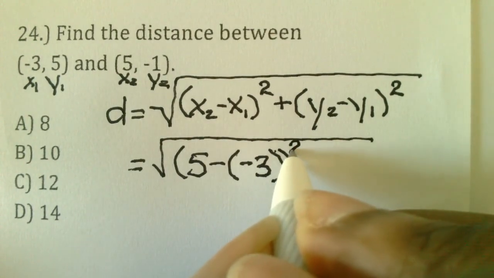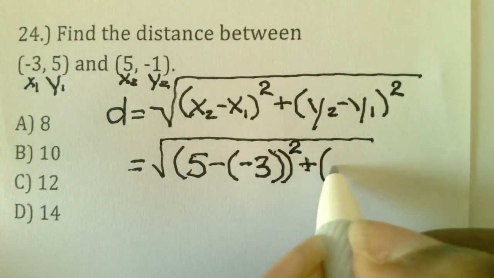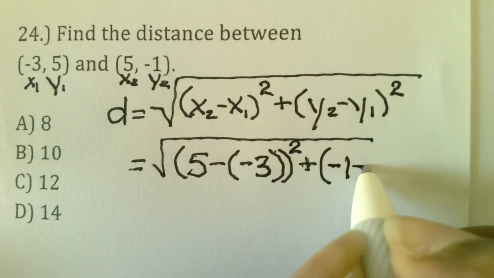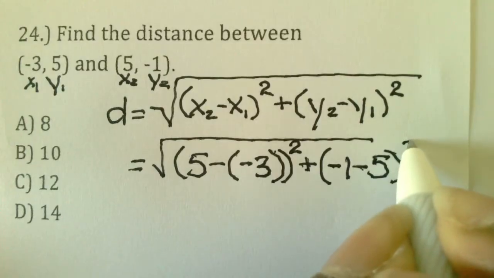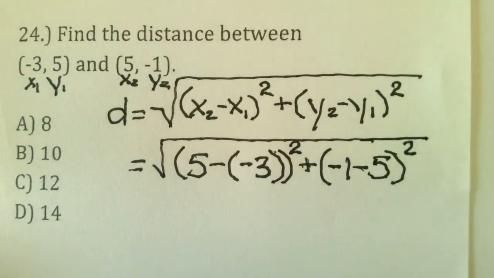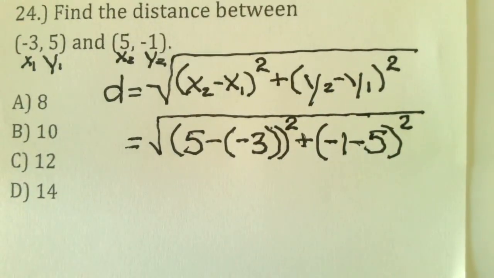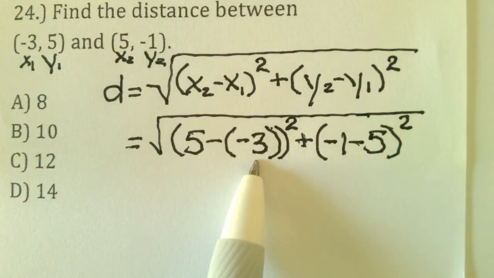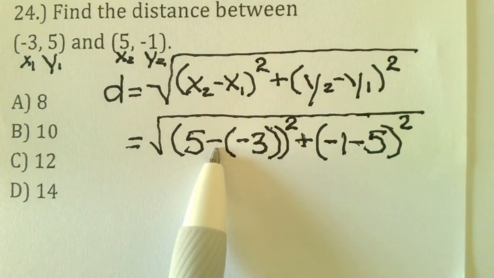Then we square it. Then we have negative 1 minus 5. Then you square that. Okay, so whatever you replace, and if it's a negative, put a parenthesis around it. It doesn't replace this minus sign.